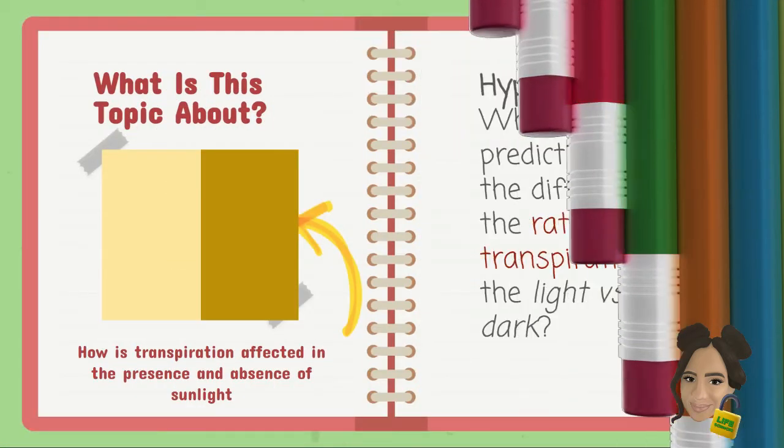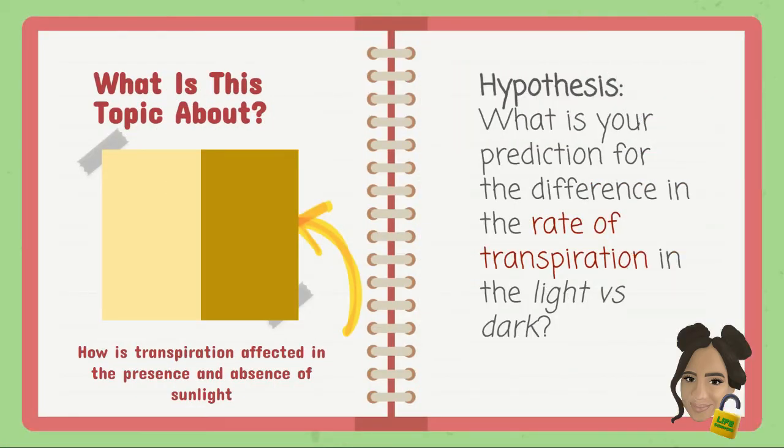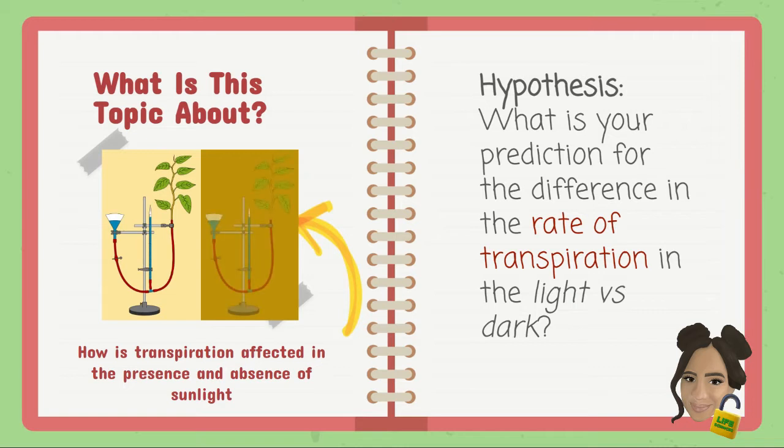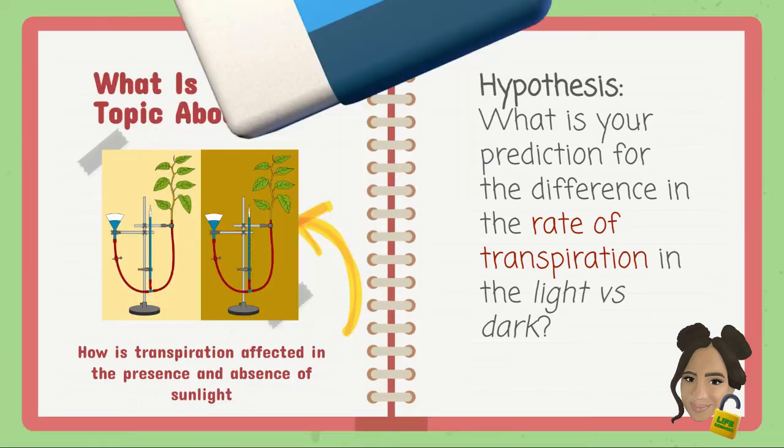In order to write our hypothesis, we need to understand what we are trying to investigate. We are specifically looking at how transpiration is affected by the varying amounts of light. We would need to make a prediction about how light would affect a plant's ability to transpire. Will it increase as the amount of light increases, or will it decrease as light increases? Your prediction will be based off previous research done into how transpiration is affected by light intensity.